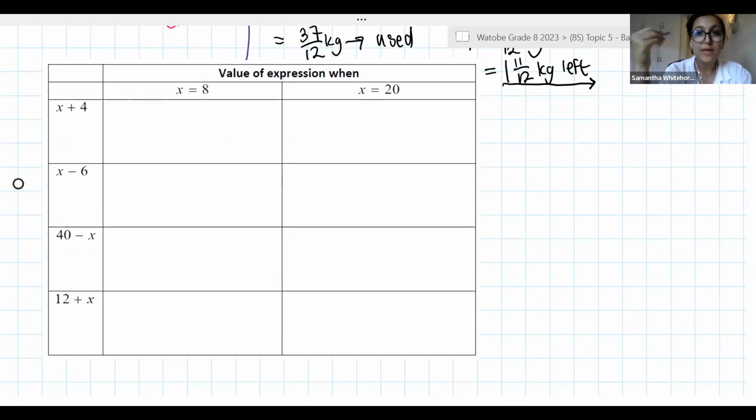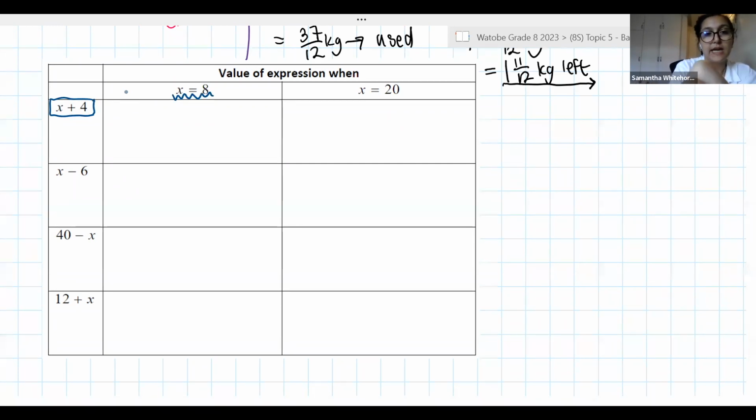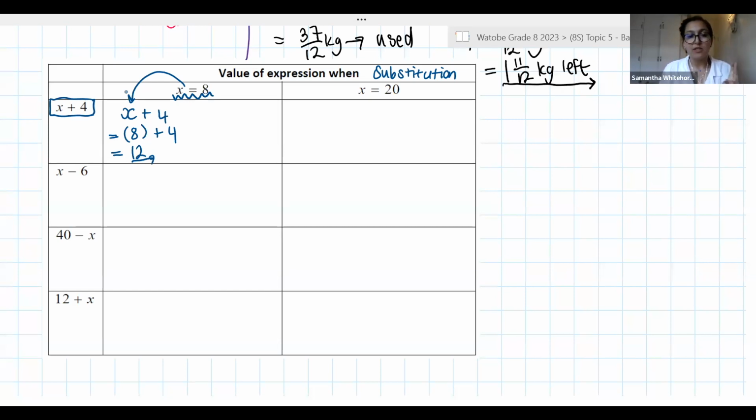And when we get to more complicated algebra with exponents and fractions and all of that sort of stuff, being able to substitute is very important. So for example here, this is my expression that I'm working with, x plus 4, and I'm telling you that x is equal to 8. So we want the value of the expression when x is 8. So all we do is we use substitution, which means that we replace x with the value I've given you. So 8 plus 4. And we know that 8 plus 4 is 12. So the value of the expression x plus 4 when x is equal to 8 is 12.